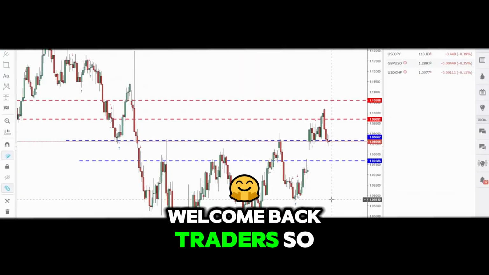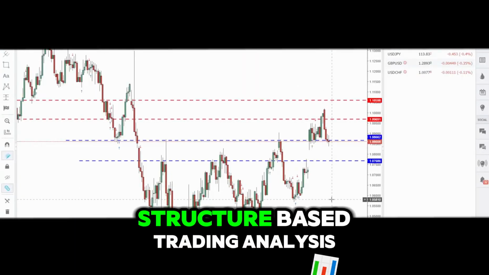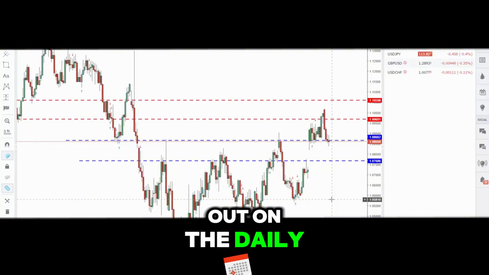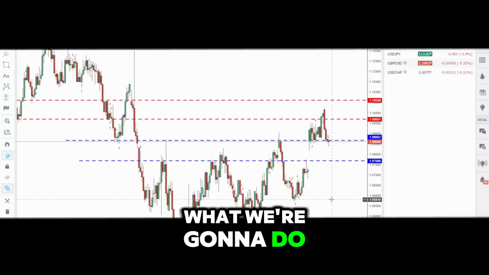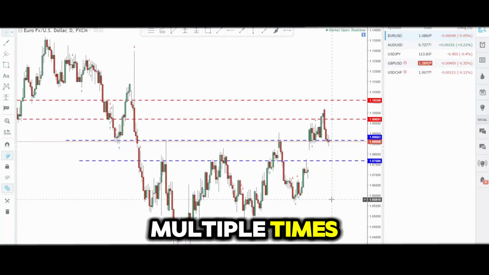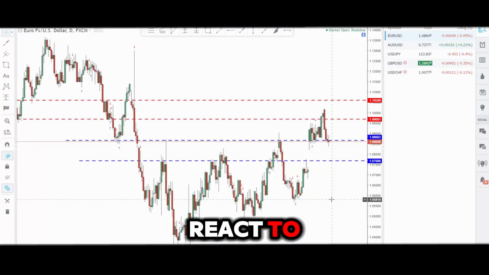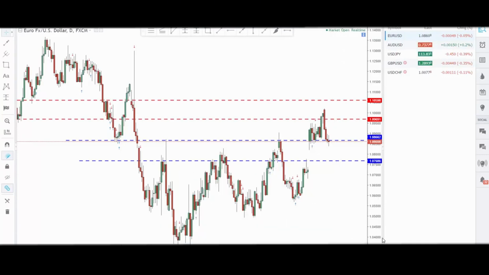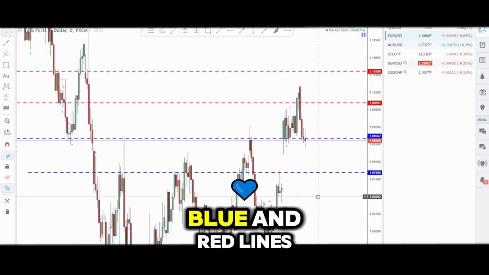Welcome back, traders. So we're going to start this week's structure-based trading analysis out on the daily chart on the euro-dollar. All we're going to do is take a look at a few different important levels that have been tested multiple times and that the market could react to if the market gets there. As you can see, these levels are indicated among blue and red lines.